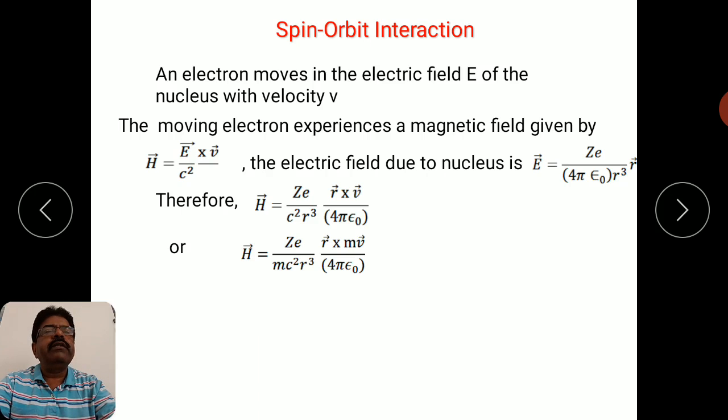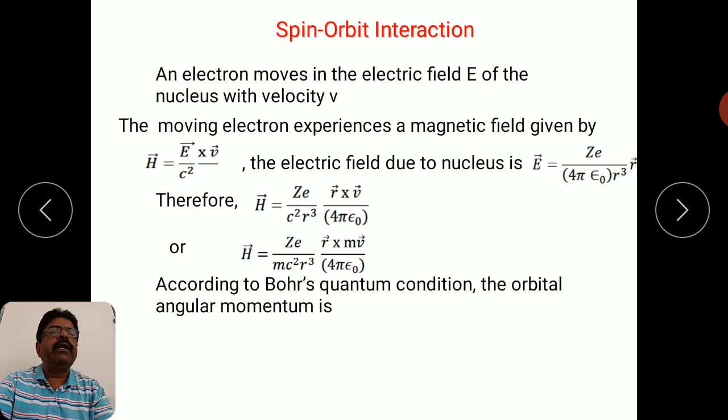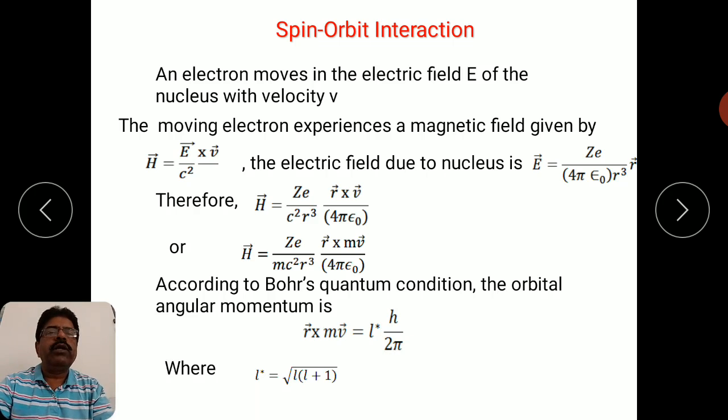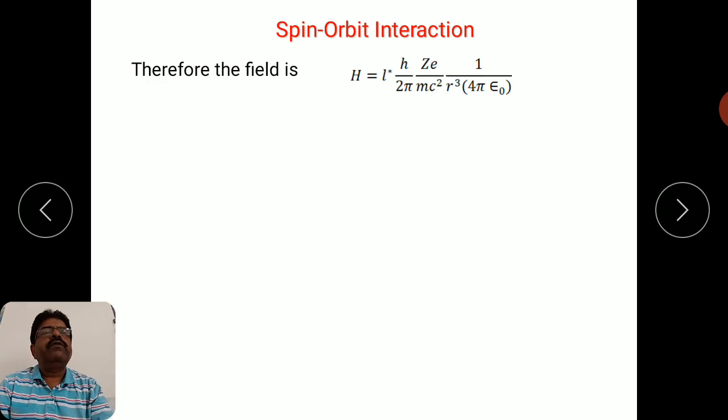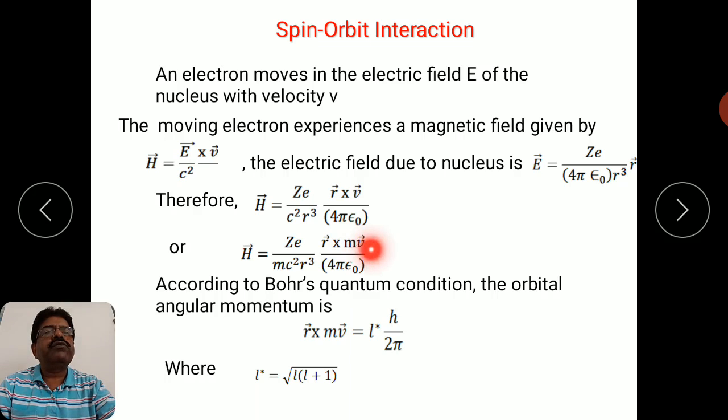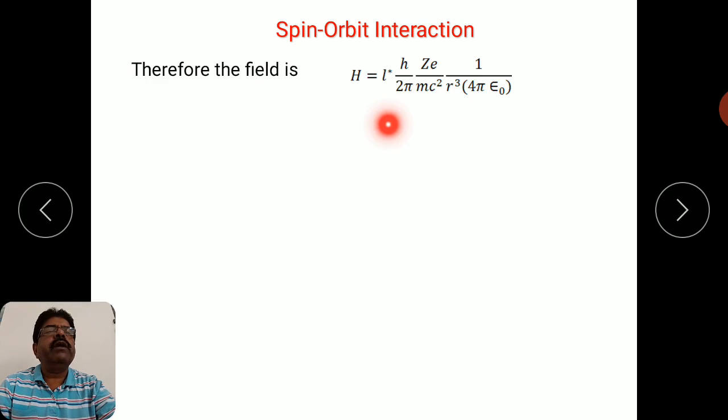If you rearrange the terms, you get Ze upon c square r cube, and multiplying and dividing by m, Ze upon m c square r cube into r cross mv upon 4 pi epsilon 0. According to the Bohr quantum condition, the orbital angular momentum r cross mv is equal to L star h upon 2 pi, where, according to quantum mechanical conditions, the magnitude of L star is given by under root of L in bracket L plus 1. Substituting, H is equal to L star h upon 2 pi into Ze upon m c square r cube into 1 upon 4 pi epsilon 0.